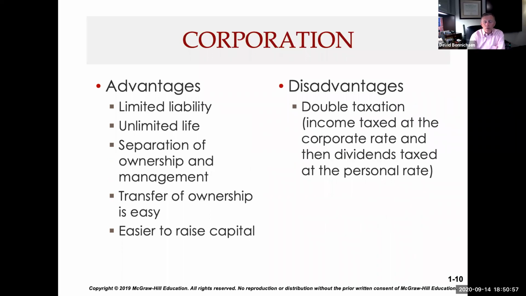Okay. Corporation, and this is what most of you are probably most familiar with, the companies that you work for, right? There's limited liability. If you work for Black & Decker, and Black & Decker gets sued, they're not going to be coming after you. So there is limited liability in that respect. It has unlimited life. The company can exist forever. You elect a board of directors, you elect new CEOs, and the corporation itself exists into eternity.